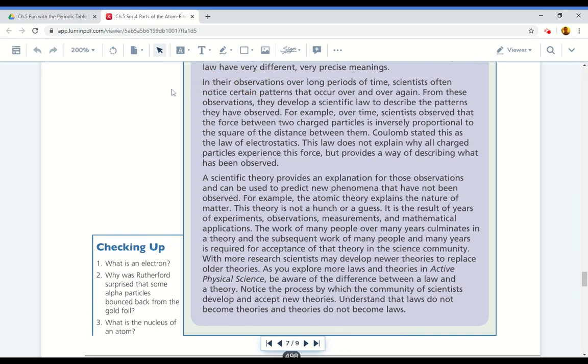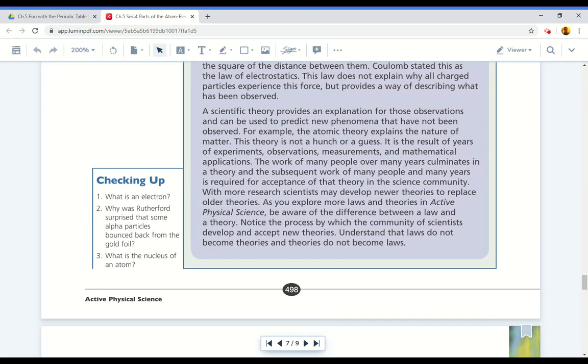In their observations over long periods of time, scientists often notice certain patterns that occur over and over again. From these observations, they develop a scientific law to describe the patterns they have observed. For example, over time, scientists observe that the force between two charged particles is inversely proportional to the square of the distance between them. Coulomb stated this as the law of electrostatics. This law does not explain why all charged particles experience this force, but provides a way of describing what has been observed.